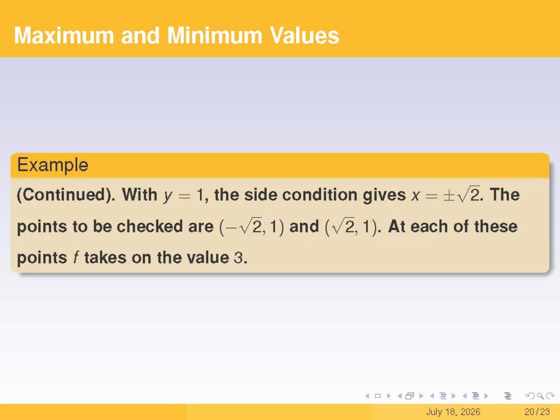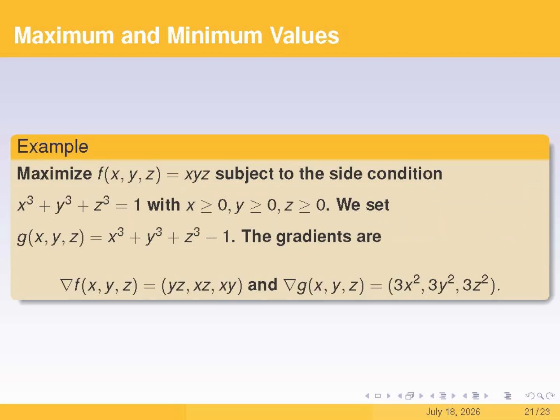Since both of these points give us a function value of 3, we can conclude that the minimum value of the function is 3. In this example, we are looking for the maximum value when we multiply 3 variables together subject to a constraint. This constraint requires us to be on a unit sphere, and all the variables have to be positive, just like you see on the second line.